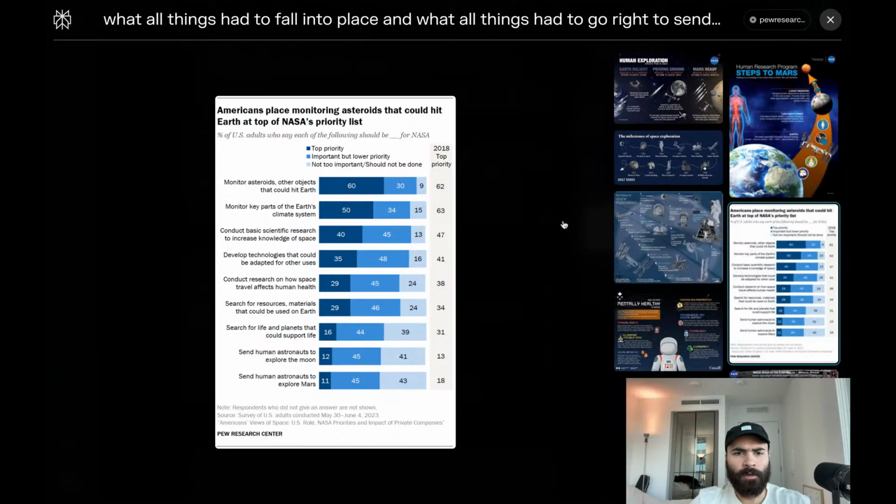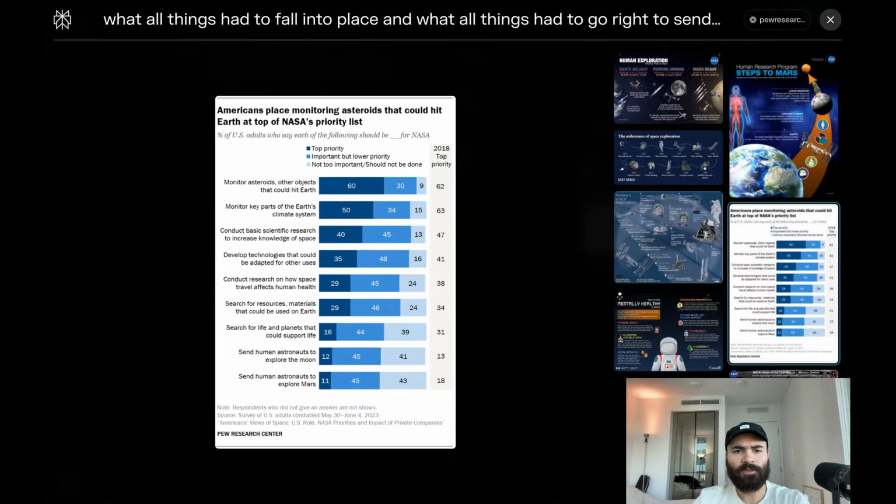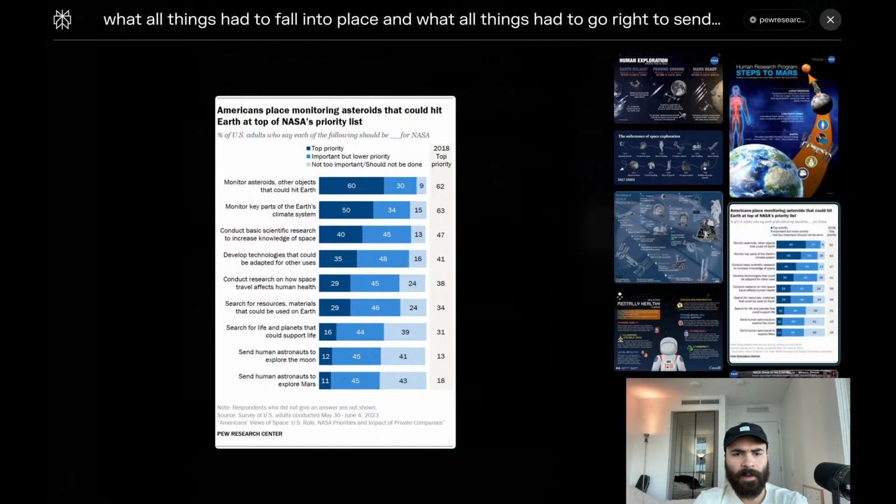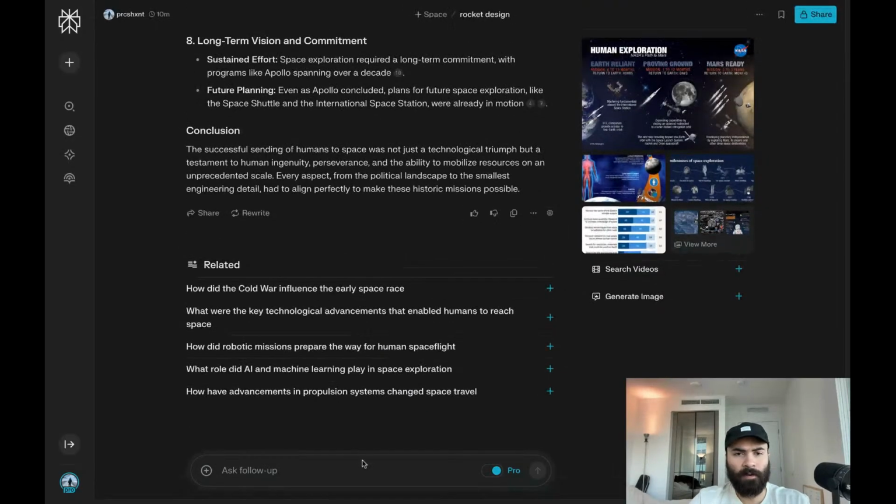Asteroids that could hit the Earth, key parts of the Earth's climate system, scientific research to increase knowledge of space, adapted for their uses, right? Conduct research on how space travel affects human health, materials that could be used on Earth, life and planets that could support life, human astronauts to explore the moon, human astronauts to explore Mars. So Mars is the least priority. Wow.